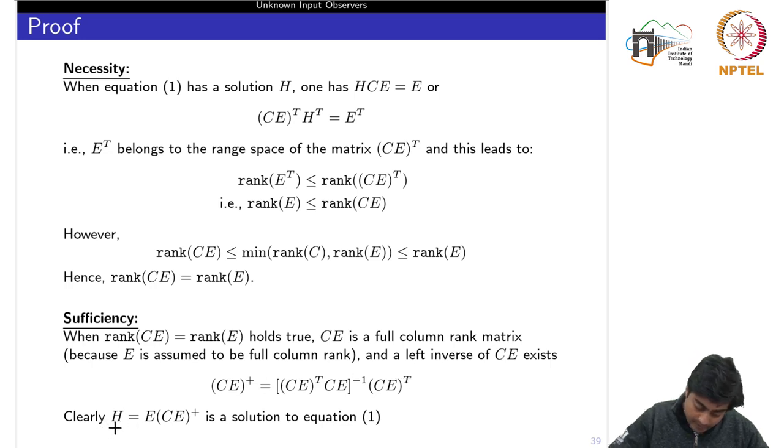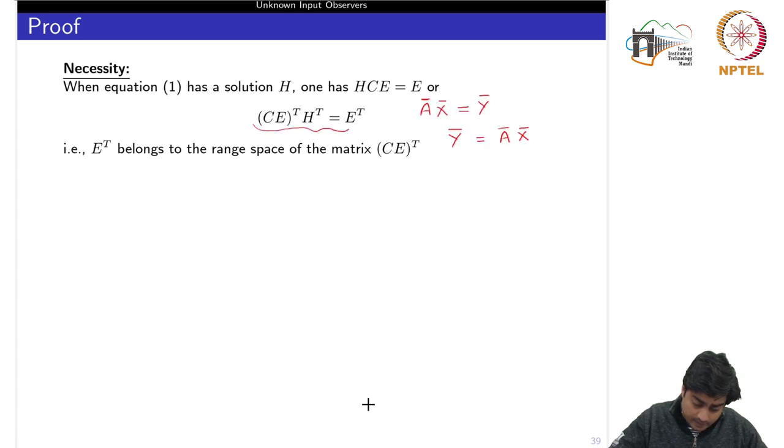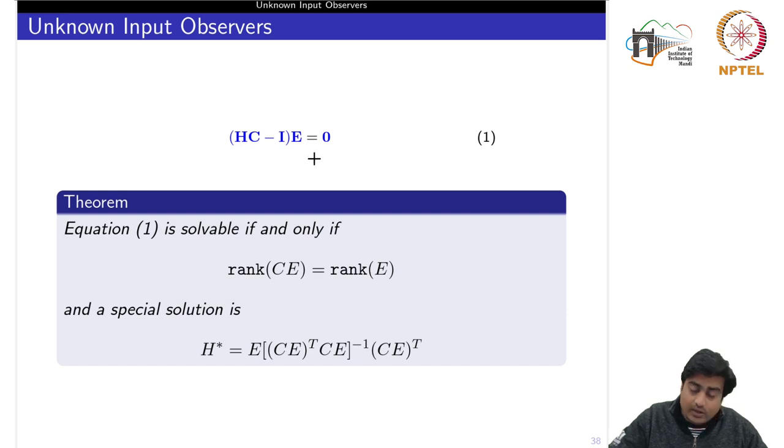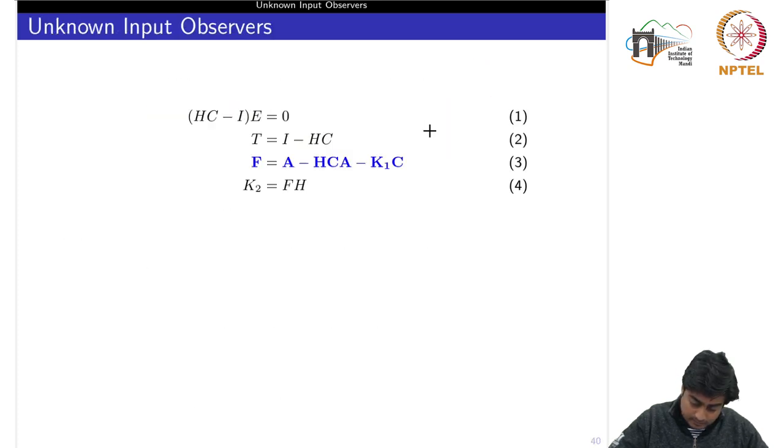So finally I would have H equal to E times the pseudo inverse of CE is a solution to equation 1. Okay. So this finishes the complete proof of theorem 1. So now we have the solution and we have the conditions under which this equation 1 can be solved. Now once you have computed this H, you can directly compute this matrix T, because C is already known to us and I minus HC would give us the T matrix.